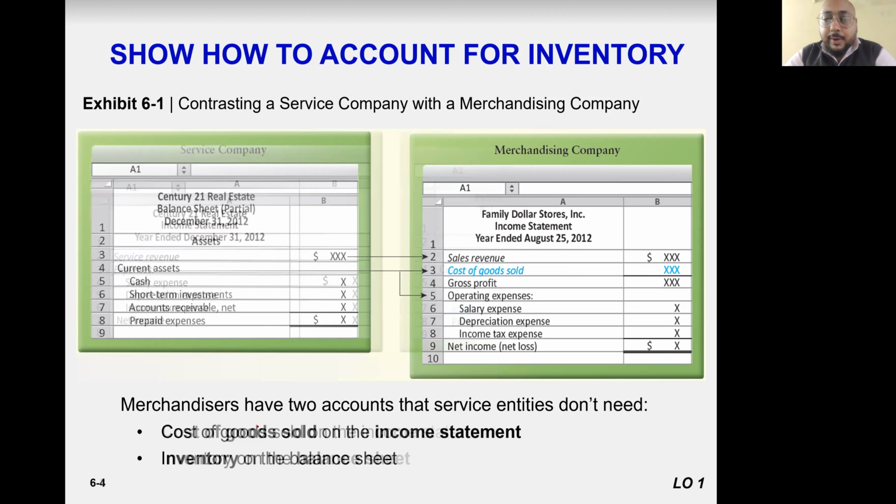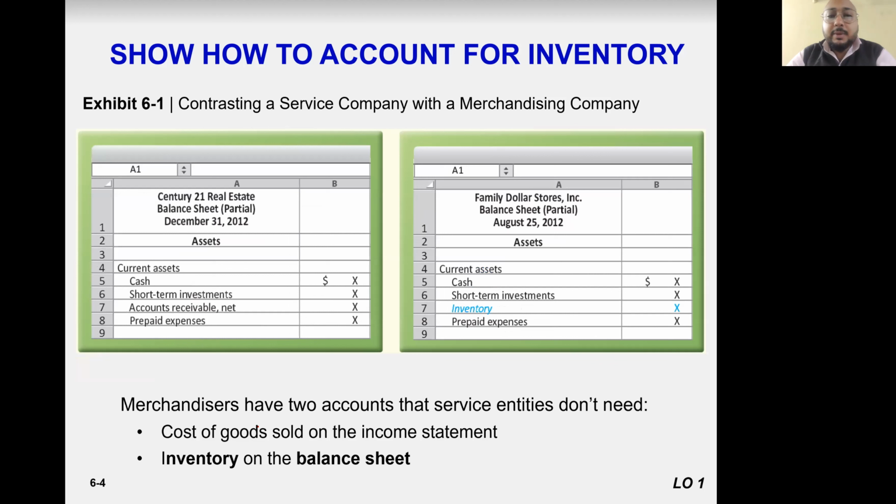So let's move forward. Similarly, there's a difference between the balance sheet of a service company and the merchandiser or manufacturing company or retailers or traders. In a service company, you don't see any inventory here, but in a manufacturing company, you see the word inventory here. All right.